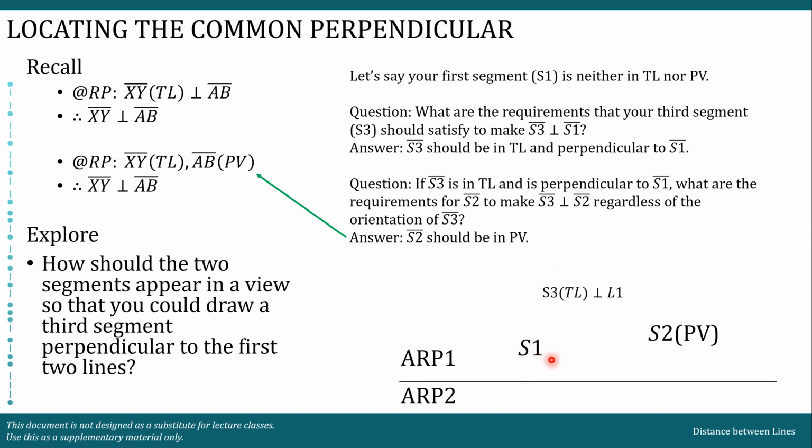wherein one of the lines is some random line, hindi TL, hindi PV, basta yung isa, PV. Gets ba? So kaya ba natin yun? Let's say binigyan ko kayo ng dalawang views ng dalawang lines. Kaya ba natin gawin na yung isang line ay gagawing PV? Yes or no? Kaya, di ba? So, madali lang yun.